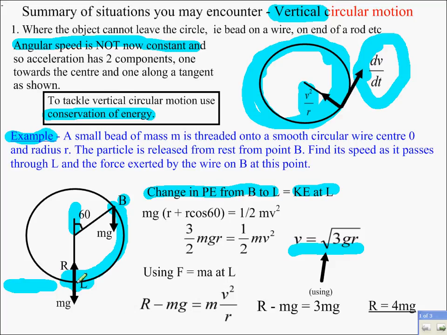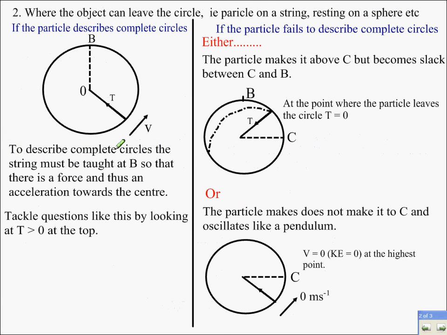Now, using F equals ma at point L, obviously towards the centre, R minus mg is ma, we're using that expression for a, so R minus mg equals 3mg, R equals 4mg. So all we've done is use difference in potential energy to kinetic energy, and then F equals ma towards the centre.